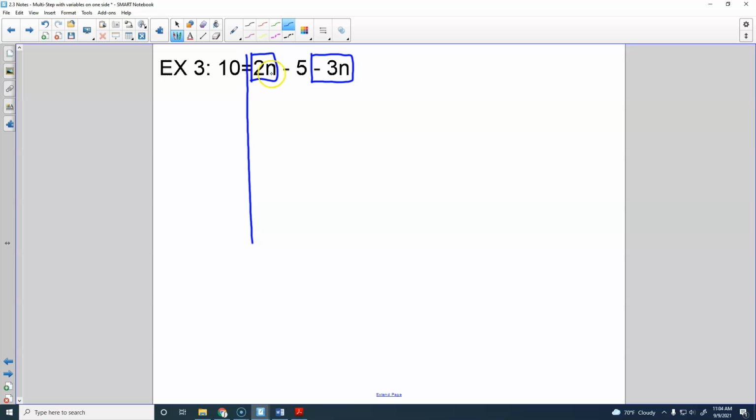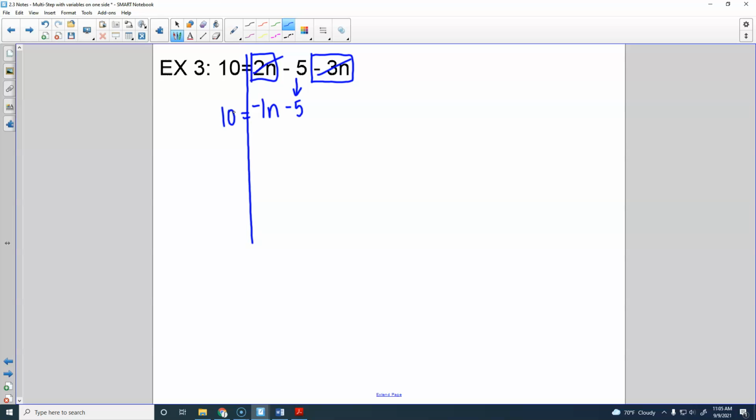So, Passion, if I've got 2n and negative 3n, what am I going to get when I put those together? Not 5. Negative 1. Okay? And then we just bring down that negative 5, because we combine these two to get negative 1n. Just bring down that negative 5. There. Okay? So now I'm down just to a two-step equation.